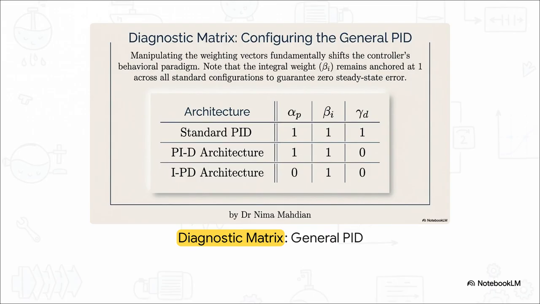Let's break down the configurations. For a standard PID architecture, alpha sub P, beta sub I, and gamma sub D are all configured to 1. For a PI-D architecture, alpha sub P and beta sub I are 1, but gamma sub D is set to 0. And for the I-PD architecture we analyzed earlier, alpha sub P and gamma sub D are 0, while beta sub I is 1. Crucially, notice how the integral weight, beta sub I, remains strictly anchored at 1 across all of these configurations. That is a non-negotiable requirement to guarantee zero steady-state error.